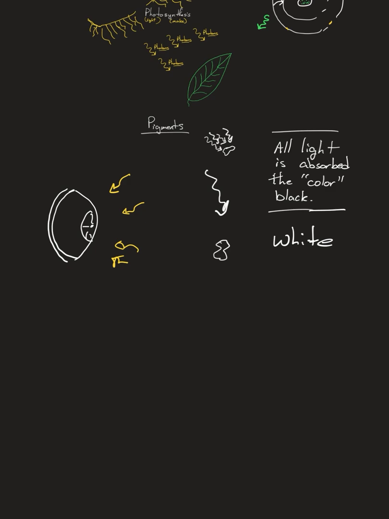Is it white every color? That's right. White is all colors. So white is all colors: red, orange, yellow, green, blue, indigo, and violet. Roy G. Biv. That's how I remember it. It's in that order, too.